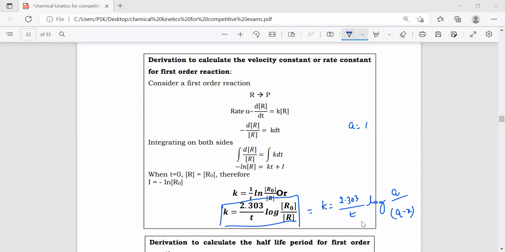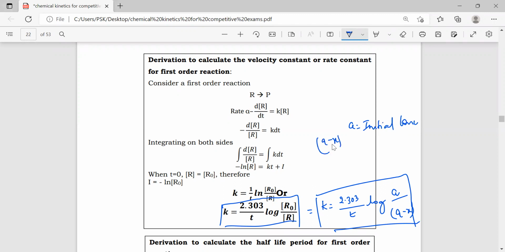All right. So for the first order reaction, we learned the derivation K is equal to 2.303 by T log of R naught by R. And we wrote this equation as K is equal to 2.303 by T log of A by A minus X. A is called as initial concentration, and A minus X is concentration after time T. After a certain amount of time T, the amount of reactant left is A minus X. This is corresponding to R naught, and this is corresponding to R. That is what we learned.